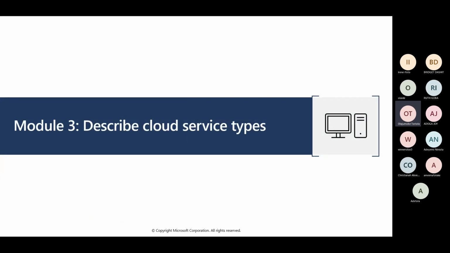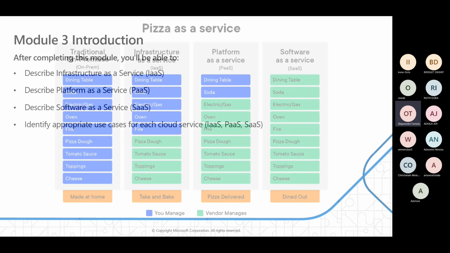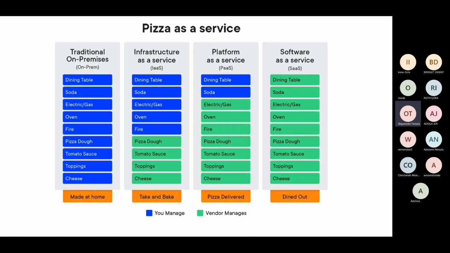Now let's talk about the cloud services type. We talk about deployment model. So I want to break down the cloud services type, and I'm going to be using Pizza as a service. I want us to look at it. I want to use Pizza as a service to talk about the cloud service.